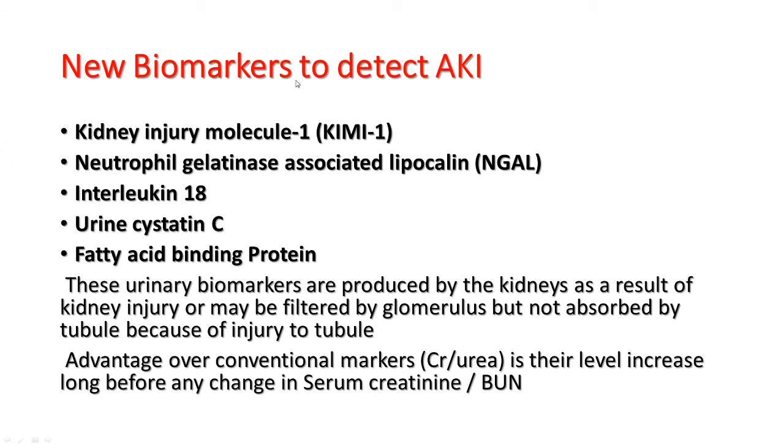A few words on the new biomarkers to detect acute kidney injury. These are the following molecules: kidney injury molecule 1, neutrophil gelatinase-associated lipocalin, interleukin 18, urine cystatin C, and fatty acid binding protein. These urinary markers are produced by the kidney as a result of injury, and they may be filtered by the glomerulus, but they are not absorbed by the tubule because of injury to the tubule, and hence they appear in the urine. The advantage over conventional markers of serum creatinine and urea is that their levels increase long before any change can occur in the serum creatinine and BUN.